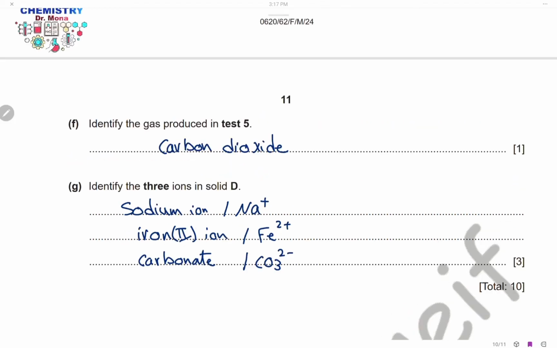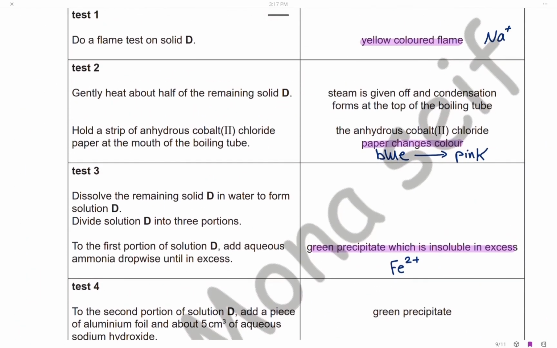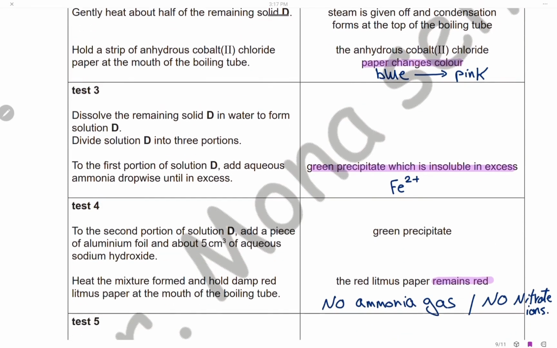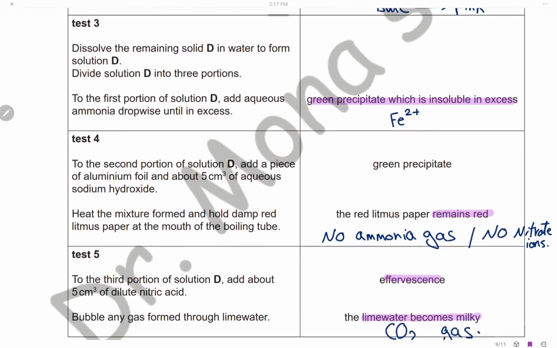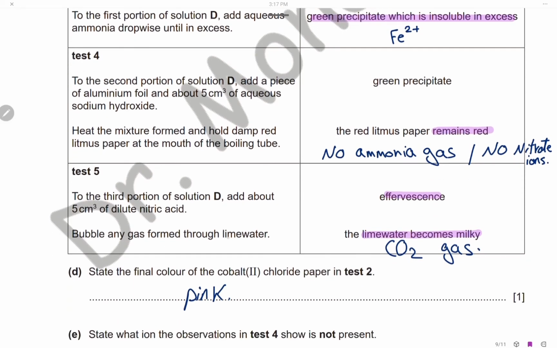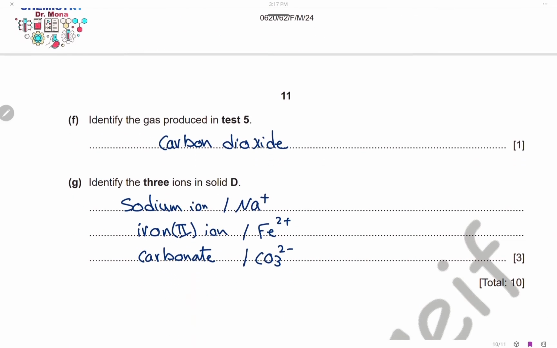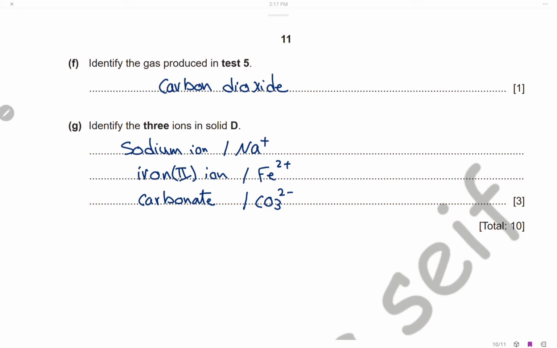First, we have sodium ions because we have yellow color in the flame test. Second, we have iron(II) ions because we have a green precipitate formed with the addition of sodium hydroxide, and the precipitate is insoluble in excess. And third, we have carbonate ions because carbon dioxide gas is formed by addition of nitric acid. So the 3 ions present here are sodium ions, iron(II) ions, and carbonate ions.